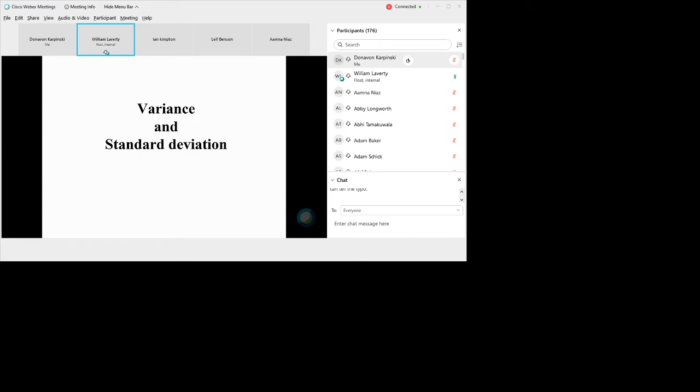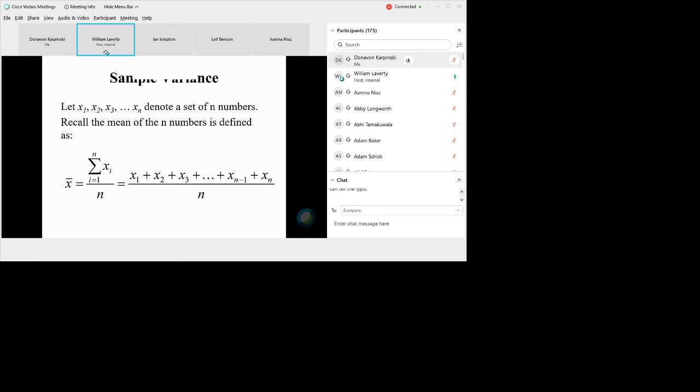The next two measures are variance and standard deviation. These are equivalent statistics. One can be computed from the other. Variance will be just the square of standard deviation. Standard deviation will be the square root of variance.